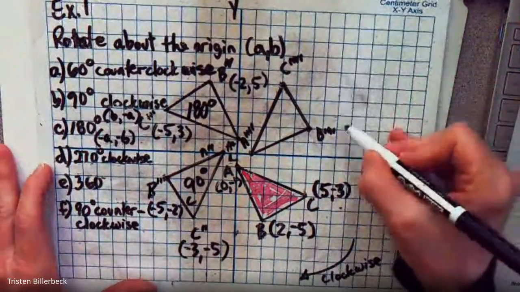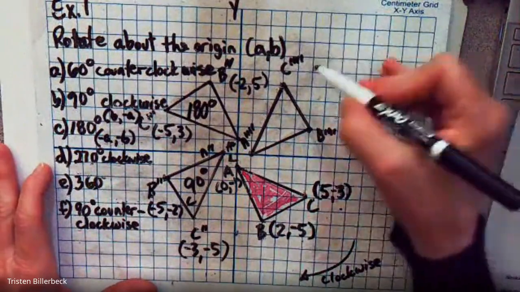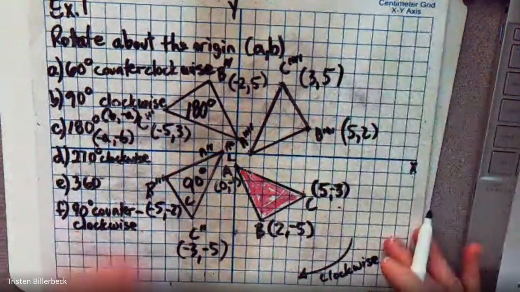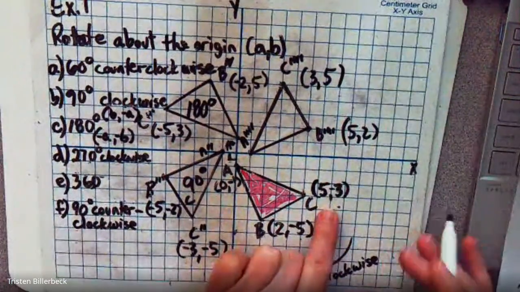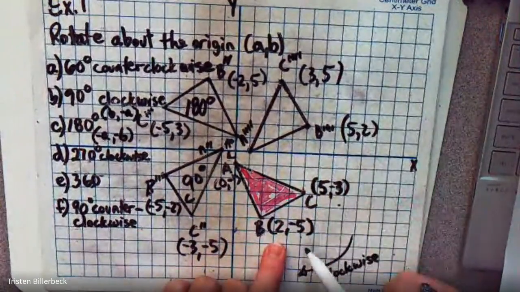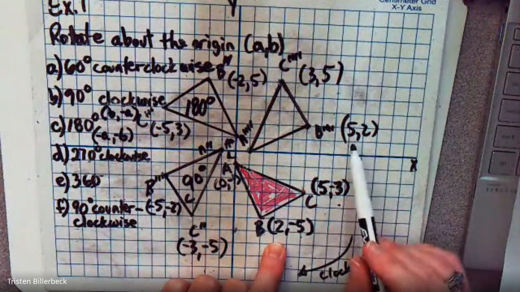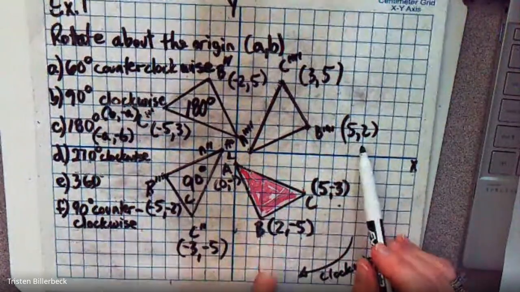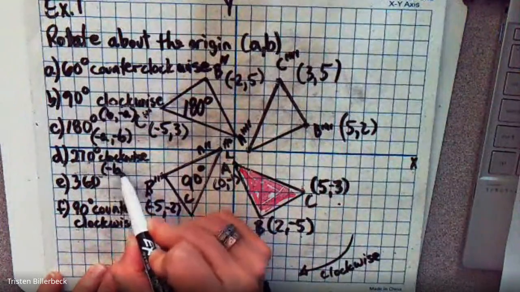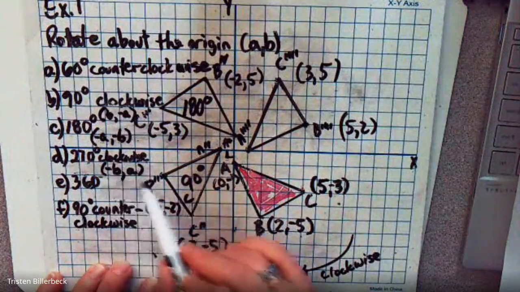Okay, so let's look at 270. So 270, we have 5, 2. And this one's 3, 5. Okay, let's look at our originals. So B prime was 2, -5, so we swapped, but then the y became negative. So let's try that one out. A versus B, negative A. So now it's negative B, A.